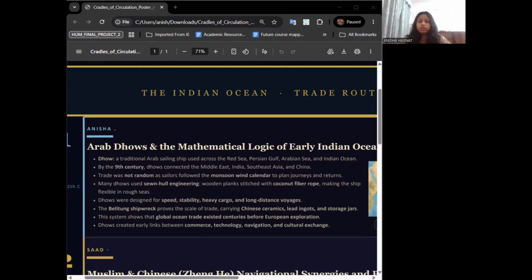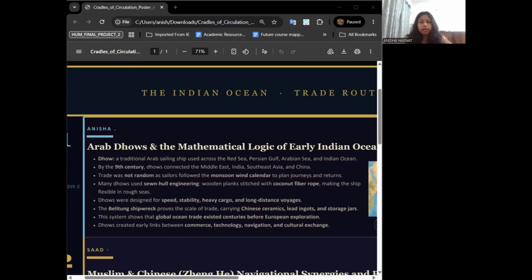A stitched hull could actually bend with the waves and survive damage more easily, while a nailed ship could break apart. So Flecker's study shows that the Belitung ship was designed to be fast, stable, and strong enough to carry huge cargo across long distance voyages, more than 1,000 years ago. And this single ship transported thousands of valuable goods, and even the lead used for the ballast was also tradable.